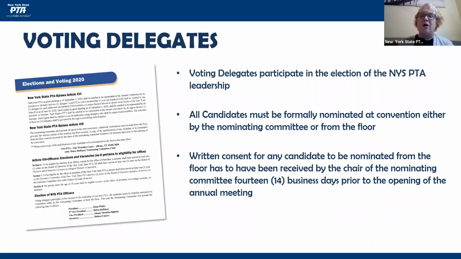Let's go back up. All candidates must be formally nominated at convention, either by the nominating committee or from the floor. To the left, you're going to see information from the program, which is available in the resources section. And in this, it will explain about our elections, who the slated candidates are, as well as any information that may have guided us through this process from our bylaws. Written consent for any candidate to be nominated from the floor has to have been received by the chair of the nominating committee 14 business days prior to the opening of the annual meeting.